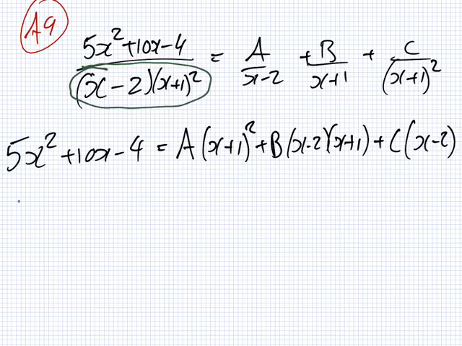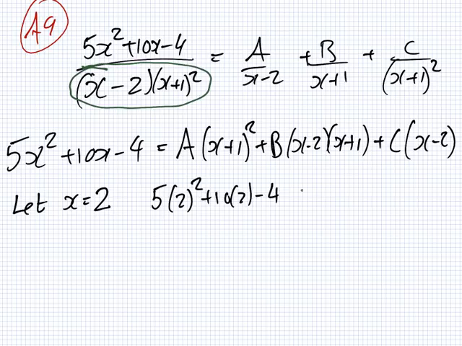So first we'll say let x equal 2. So then we'll get 5 times 2 squared plus 10 times 2 minus 4 equals 9a.